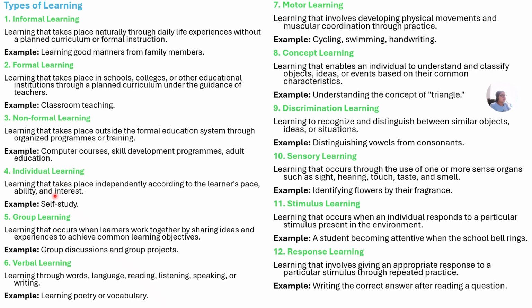Then individual learning. Okay, learning that occurs in the learner's space. Okay, in the speed of the learner, ability and interest. That means self-study. Okay, that is individual learning. It takes place independently according to the learner's speed, ability, and the interest. Then group learning, the learning that occurs when learners work together by sharing ideas and experiences to achieve common learning objectives. That means group discussions and group projects.